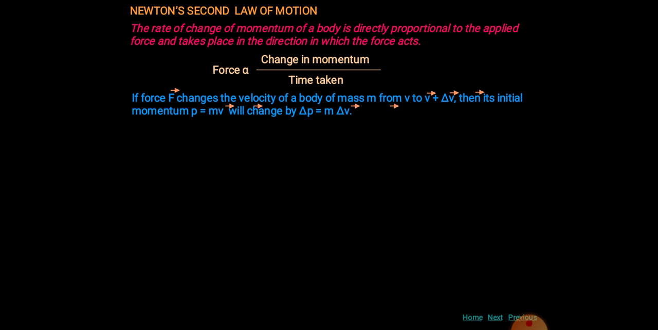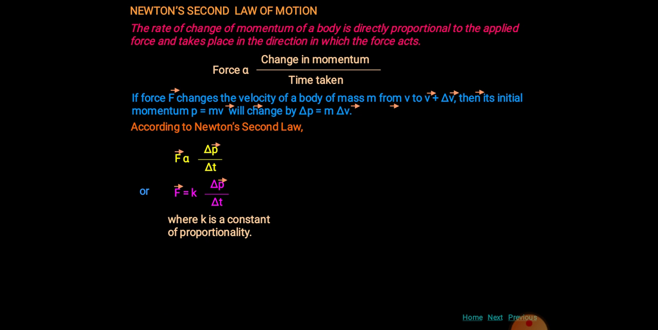So here we have to know the formula of momentum, as we have learned, that is P is equal to m into V. According to Newton's second law of motion, we can write F is directly proportional to change in momentum. For that we consider delta P and the time is delta T. So we can write F is equal to K into delta P divided by delta T, where K is the constant of proportionality.